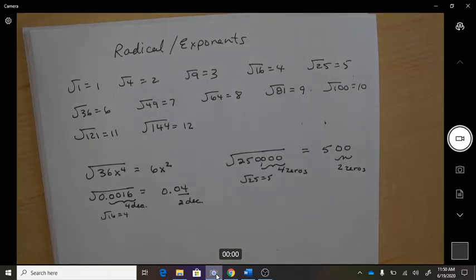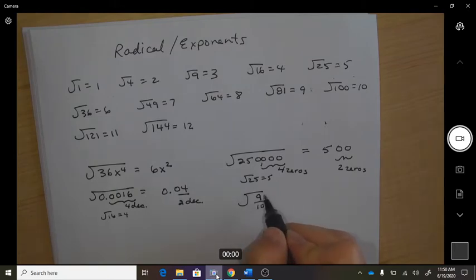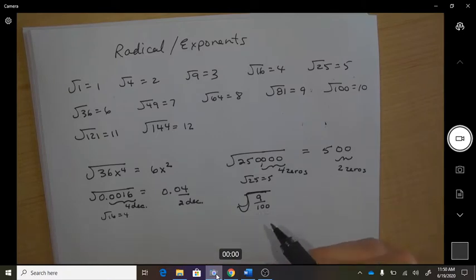Okay. The square root of 9 over 100. So it's all in there. So if I do that, I think about the square root of 9, which is 3, and the square root of 100, which is 10.